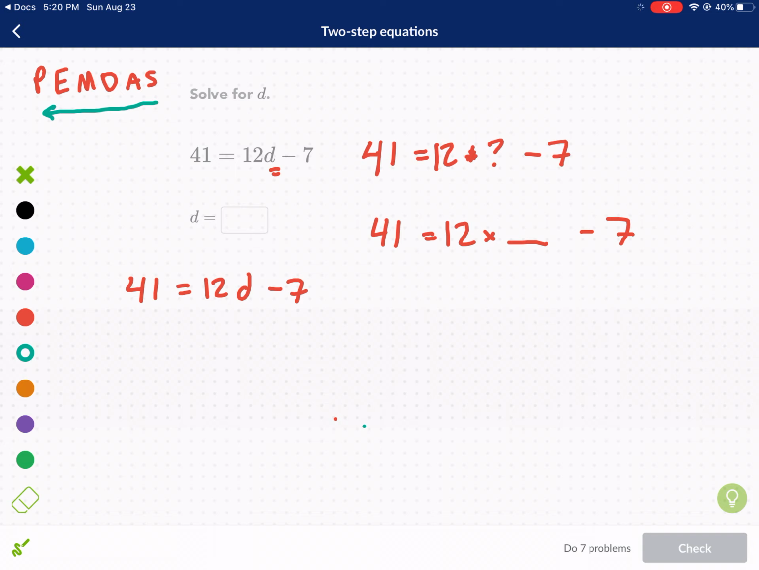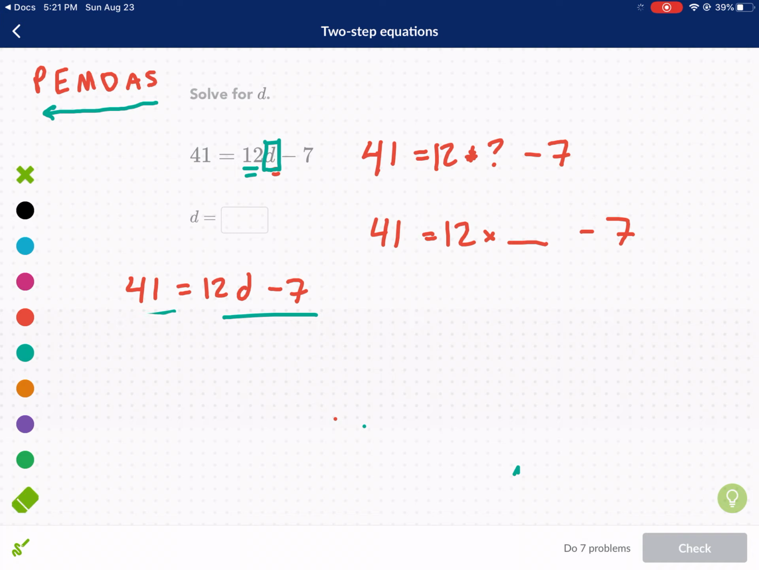Essentially, what we're going to look for is that we move everything that is farthest from the variable first. The 12 here is very close. It's being multiplied by the variable. So we're going to move the terms and numbers farther away first. Now remember that we need to exercise the properties of equality, which means what we do to one side, we have to do to the other.